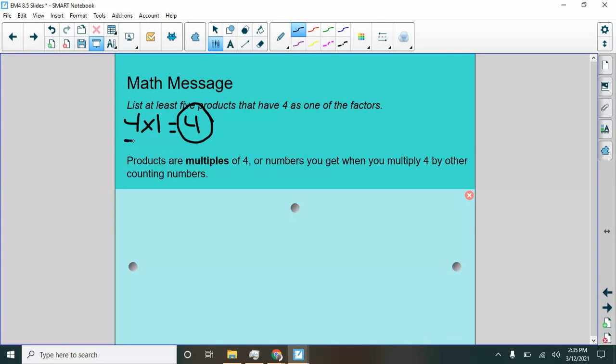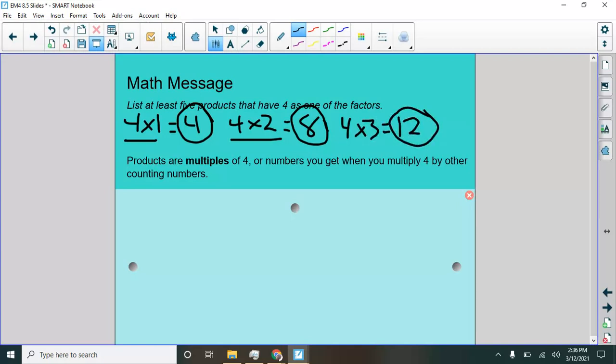All these products that we're going to write here are numbers you get when you multiply 4 by other counting numbers. So if you want to start at the beginning, you could have had 4 times 1 equals 4. So one of your answers could have been 4. Because, see, 4, there's a factor. There are the factors of 4, 1 times 4. What else could we do? 4 times 2 is 8. That could be one product that has 4 as a factor. Let's just keep going. 4 times 3 equals 12. So 12 is our correct answer here.